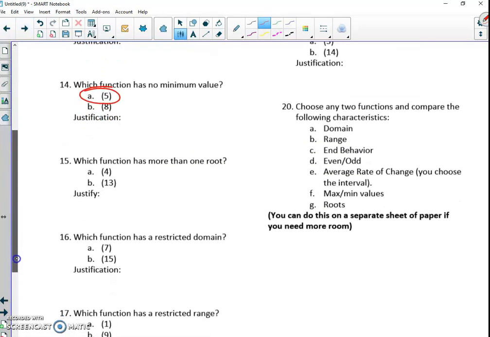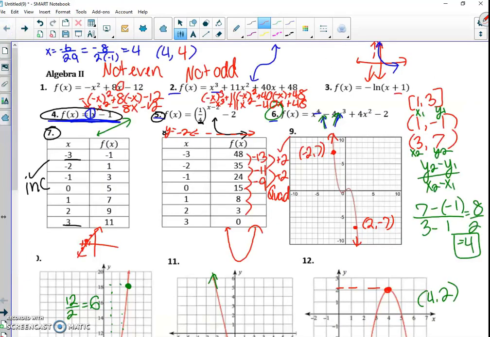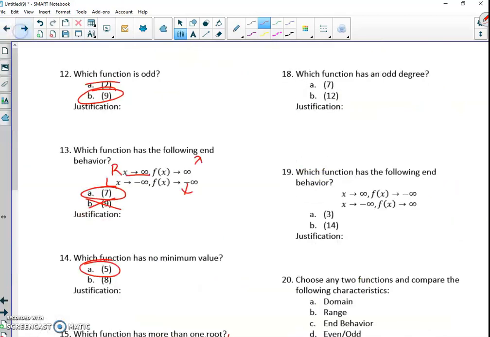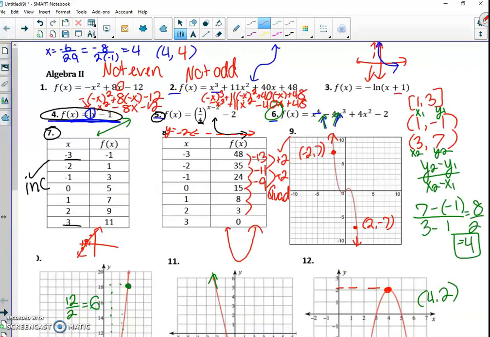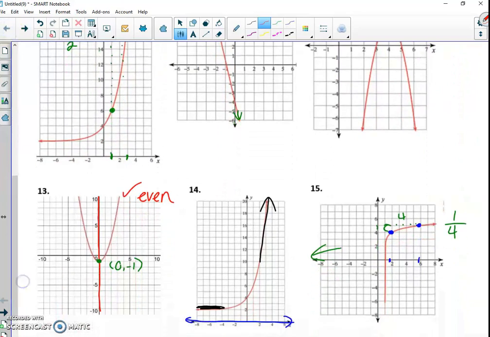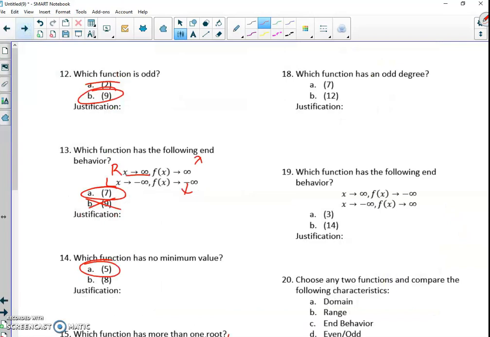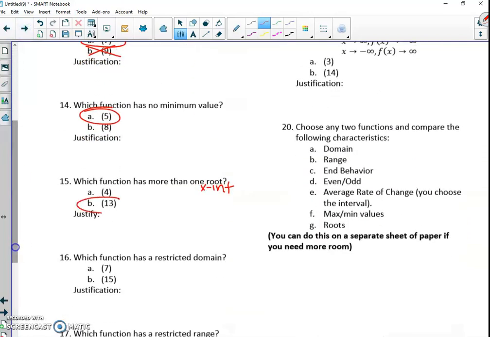But anyway. All right, 15 says, which function has more than one root? So that just means more than one x-intercept. Okay, so 4 and 13. So 4, that's a linear. That's just going to cross once. So this only has one x-intercept. Okay, and what was the other one? 13. And so 13, you can see it clearly has 2 x-intercepts, right? So function 13 has more than one x-intercept.